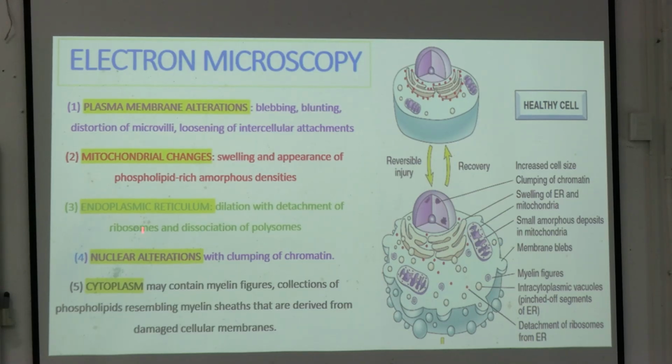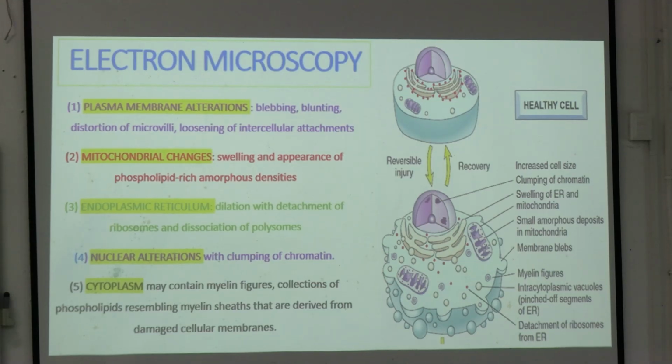Another key organelle is the endoplasmic reticulum, which is important for protein synthesis, right? In the endoplasmic reticulum we get dilatation and detachment of ribosomes and dissociation of polysomes. These findings are very important. So we get changes in the cell membrane, the mitochondria, the endoplasmic reticulum, and alterations in the nucleus and cytoplasm of the cells too. In pathology it is very important to read between the lines.